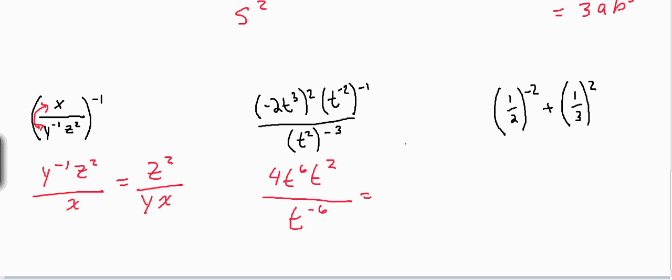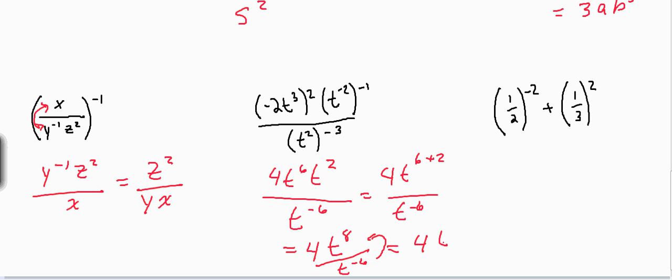So let's simplify our numerator. Let's simplify our numerator first. I have 4t to the 6 plus 2 over t to the negative 6, and that gives me 4t to the 8th over t to the negative 6. I want to get rid of this negative power, and so I just move this into the numerator. Or actually, another way of looking at it is 8 minus negative 6, so that becomes 4t to the 14th power.